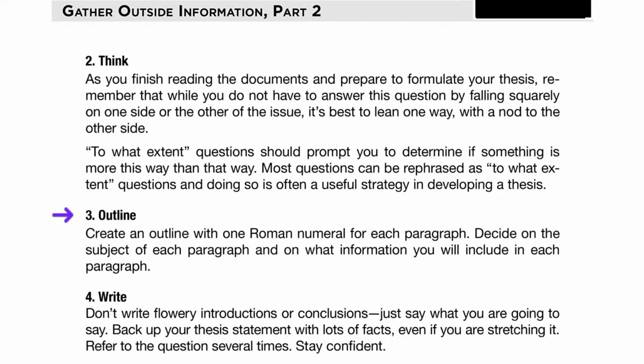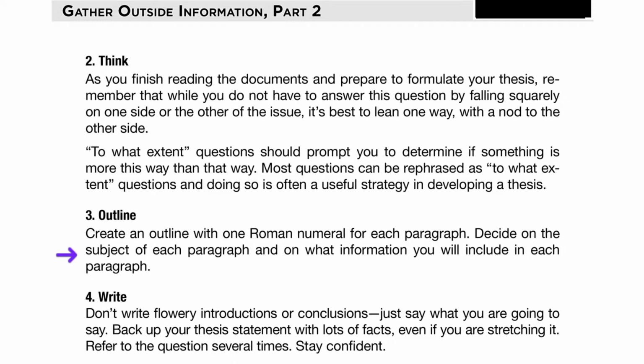Now, my slide says create an outline with Roman numerals, but don't get me wrong, this doesn't have to be too formal, okay? You're really just trying to decide how you're going to order your ideas and how you're going to cluster them in each paragraph. Because remember, you should have about 3 body paragraphs, but you're referring to at least 7 different things in your essay. So you have to decide how to organize those things in a way that makes sense.